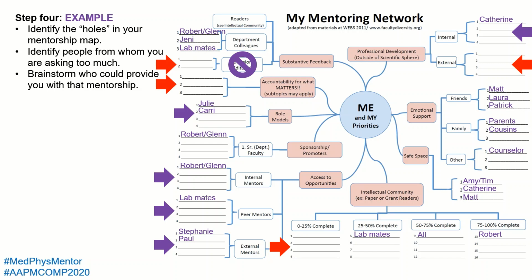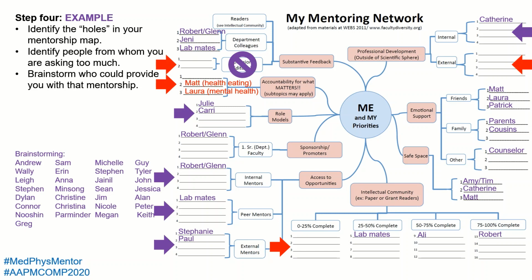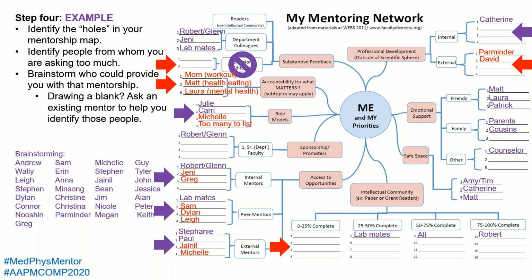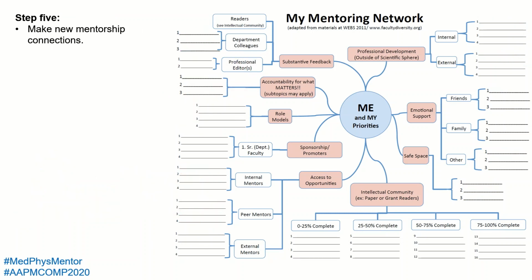Finally, brainstorm who could provide you with the mentorship that you need. I like to approach this step by making a list of my larger professional network, which is easily compiled with the help of LinkedIn and Twitter, and then I can add people to each category. Pause the video and take a moment to do this now. If you can't think of anyone to use, ask your existing network to connect you with more people for individual categories.